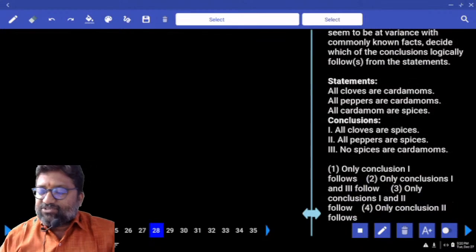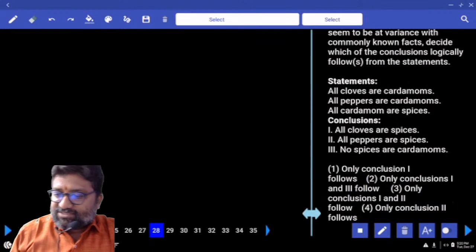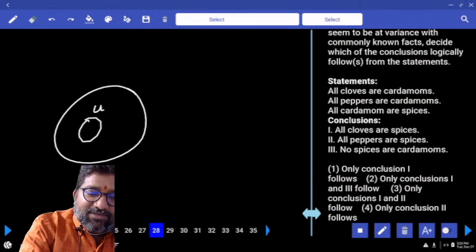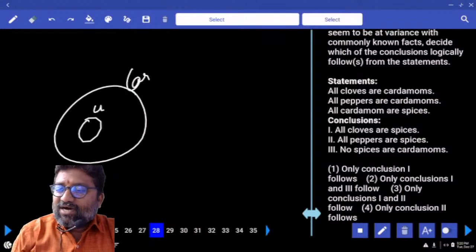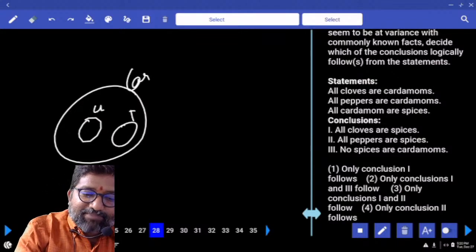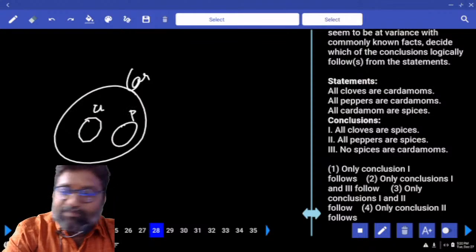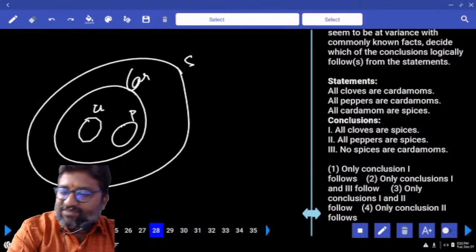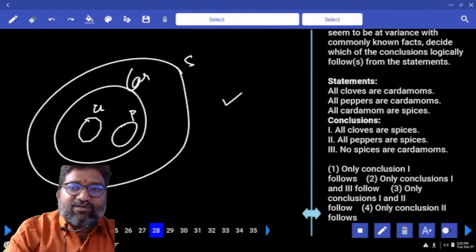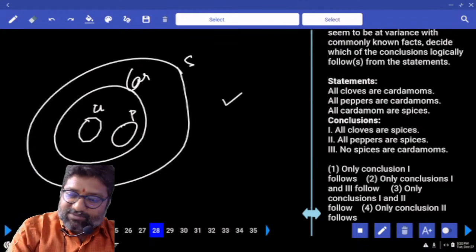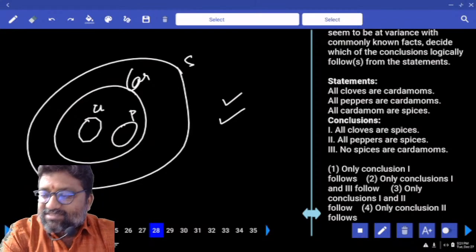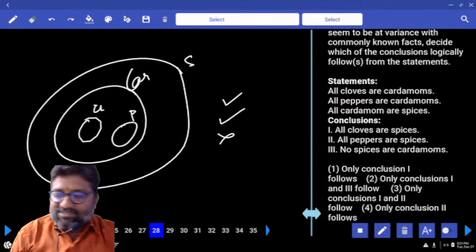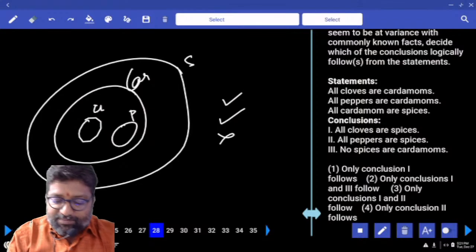Next, what is this question based on? This question is based on syllogisms. All cloves are cardamoms. Next, all peppers are cardamoms. Pepper goes inside. This is clove. Next, all cardamoms are spices. First conclusion, all cloves are spices. Right or wrong? Right. Second conclusion, all peppers are spices. Yes. No spice is a cardamom, that is wrong. There is a link between spice and cardamom. This is wrong. What's your answer? Only 1 and 2. Option 3.